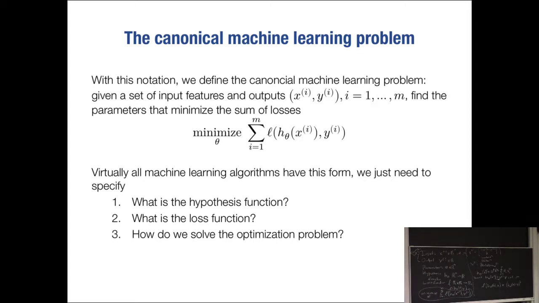What a machine learning algorithm really is, is just three things. First of all, a specification of a hypothesis function. Secondly, a specification of a loss function: how do I measure how good my hypothesis function is? And third, a way of optimizing this problem. And really every algorithm, even though they seem very different, is just a different way of combining those ingredients together.